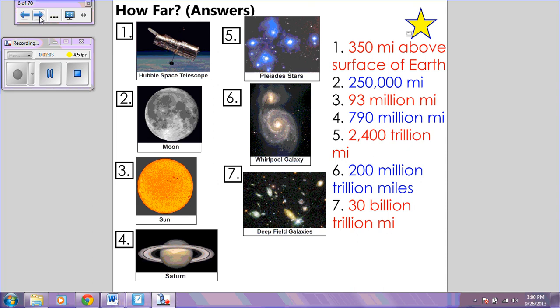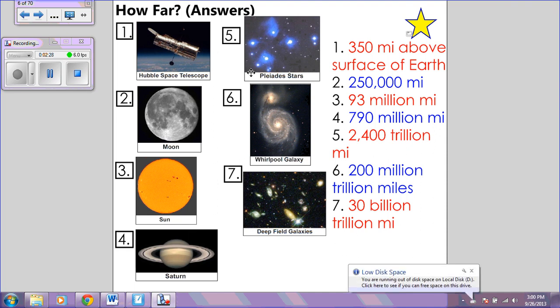Next we have how far. And again, it's interesting they're in the same exact order that they were for how big. A Hubble Space Telescope is 350 miles above the surface of the Earth. The Moon is 250,000 miles from the surface of the Earth. The Sun is 93 million miles away from Earth. Saturn is 790 million miles away from Earth.